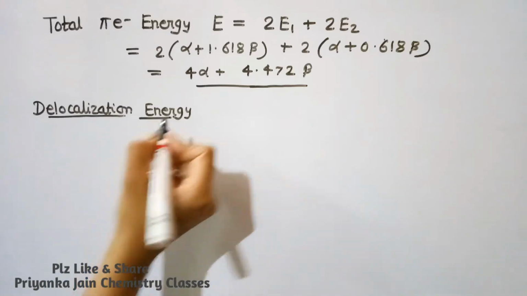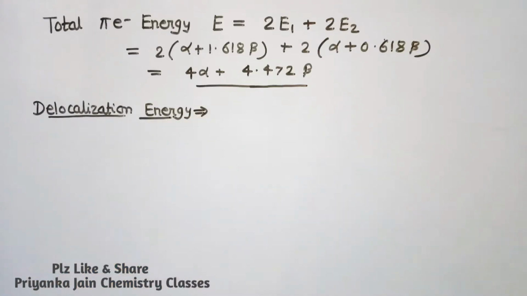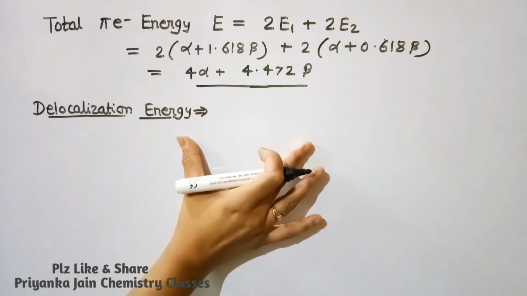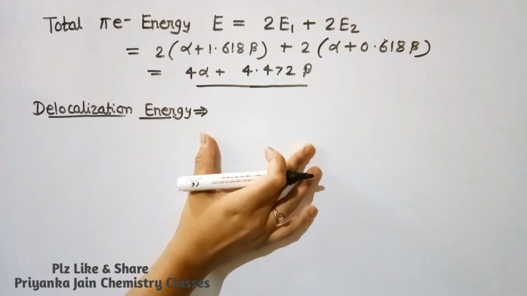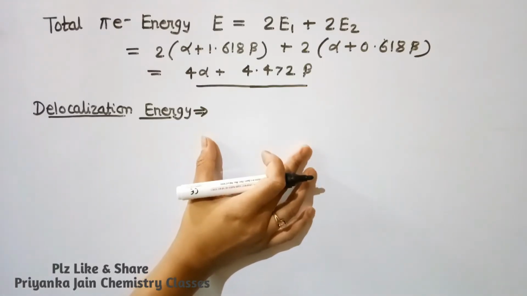If we assume that the 1,3-butadiene is formed by the combination of 2 separate ethylene molecules, it means by the combination of 2 isolated double bonds. So in the case of 2 isolated double bonds, it means 2 ethylene molecules. What will be the energy?